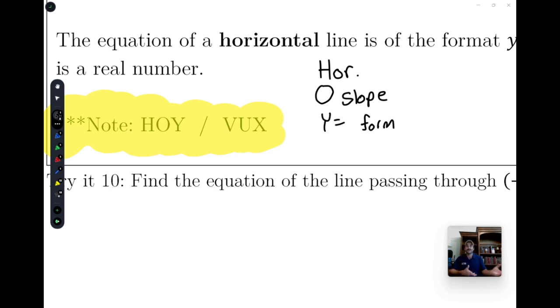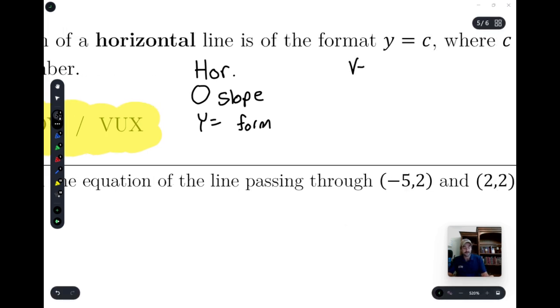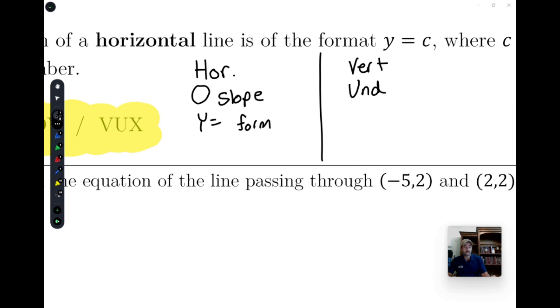Which means your VUX is probably all the opposite things, right? You've got your vertical line, you've got your undefined slope, and you've got your x equals 4. And that's a good way to remember, because I see a real common mistake is just to forget what format these horizontal or vertical lines are in. This is a real good way, Hoy Vux. If you can remember that, you'll always have horizontal, y, vertical, x.